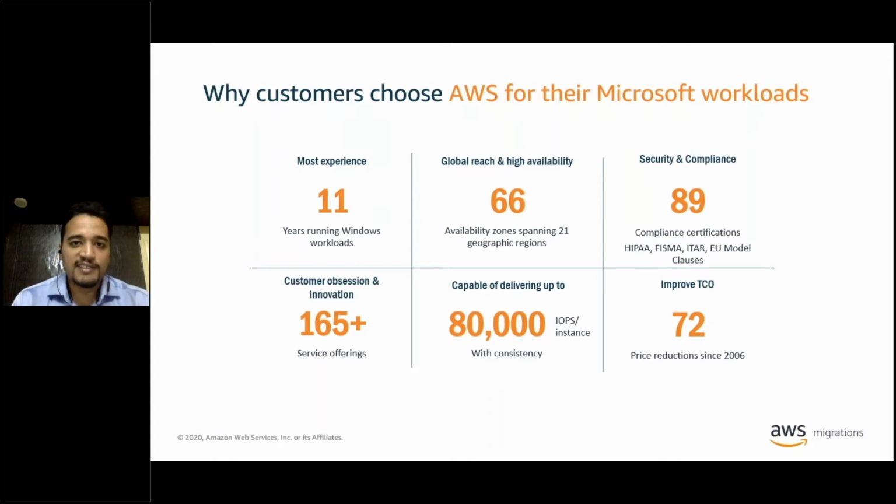For any workload when it is running, it is important that the surrounding supporting services also play a very important role. Another important thing with respect to the capability of running heavy workloads on Windows is that AWS instances have shown 80,000 IOPS per instance. That is something that sets AWS apart. Also, as part of economies of scale, AWS continues to help its customers by passing on the benefit in terms of reducing prices on a regular basis. There have been 72 price reductions since 2006 across different services.